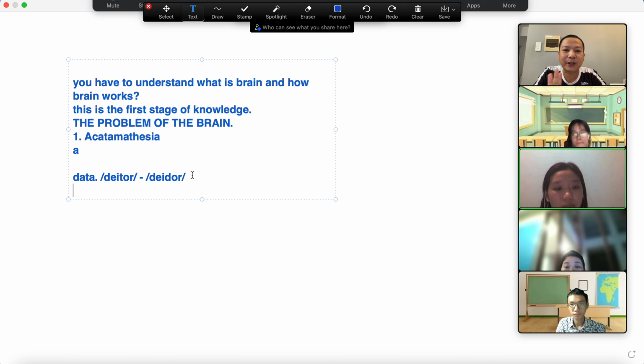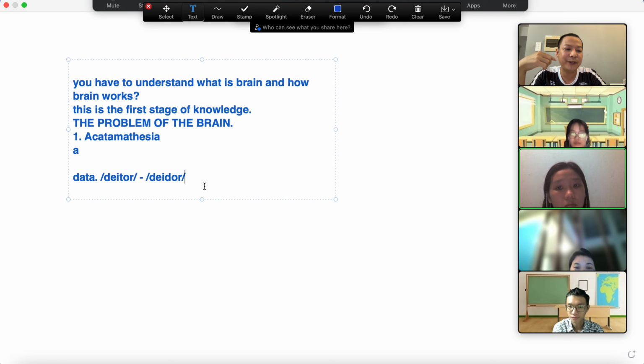Actually, no, that's wrong. When you check from Oxford or Cambridge or a dictionary, they say data, right? But actually it's not. This is a Latin word, exactly a Latin word. We never speak like that. In Latin we say data, like Vietnamese. But most people, Americans and British, don't know how to say it like that. They change the pronunciation.